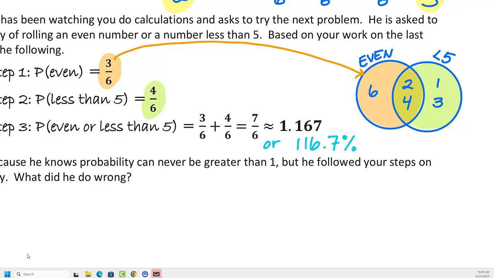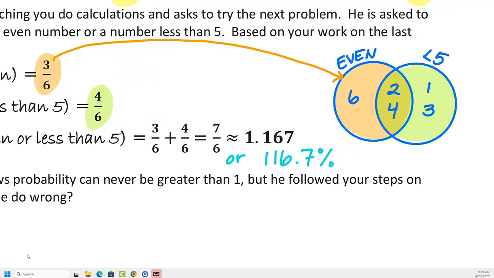So notice what happened when we added those together. What happened is that these numbers in this section got added 2 times. They got added in the 3/6, right? And they got added in the 4/6. Well, that's a problem, isn't it?